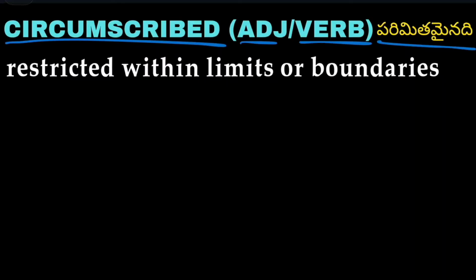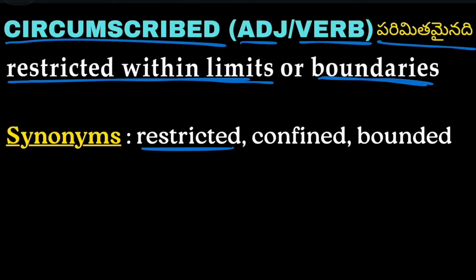And the next word we have is circumscribed. The next word on the screen we have is circumscribed. Circumscribed acts as an adjective as well as a verb depending upon the situation. Circumscribed means parimitamainadi, limited. Something restricted within limits or boundaries is called circumscribed.